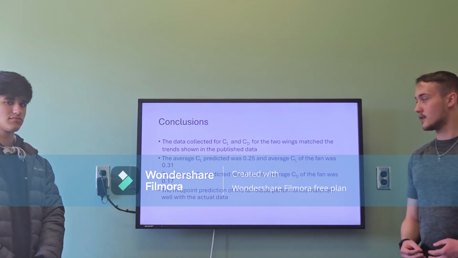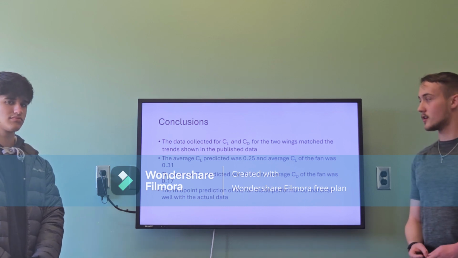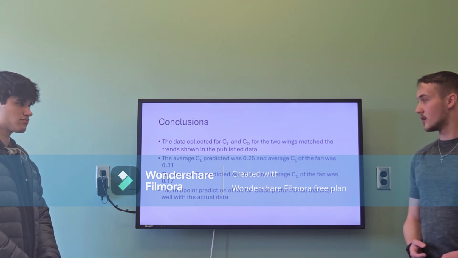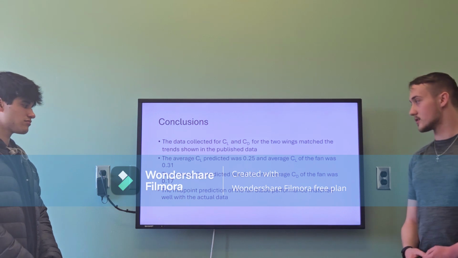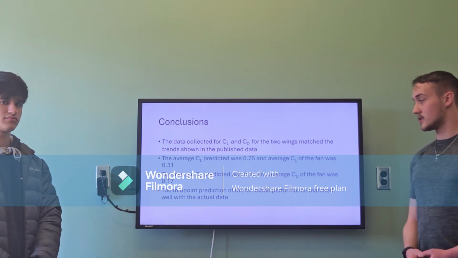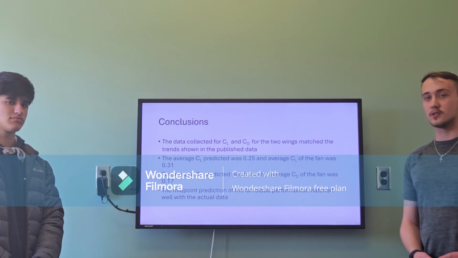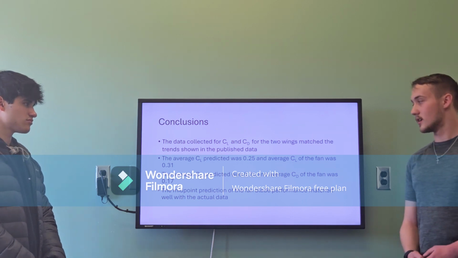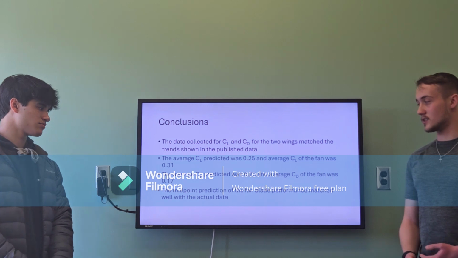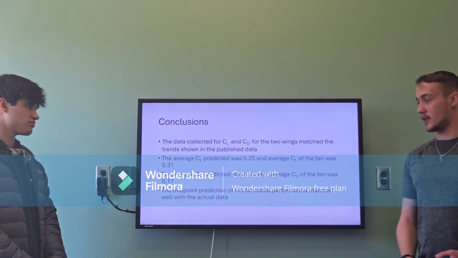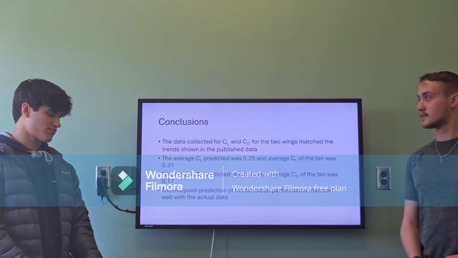And then the average CL of our prediction was 0.25, and the average CL of the fan from the performance data was 0.31, so again, close. And then the average CD predicted from our model was 0.2, and the average CD of the fan was 0.17, so again, very close. So all this really means is that the midpoint prediction of the fan blade performance that we made matched well with the actual data, showing that it is a valid model.